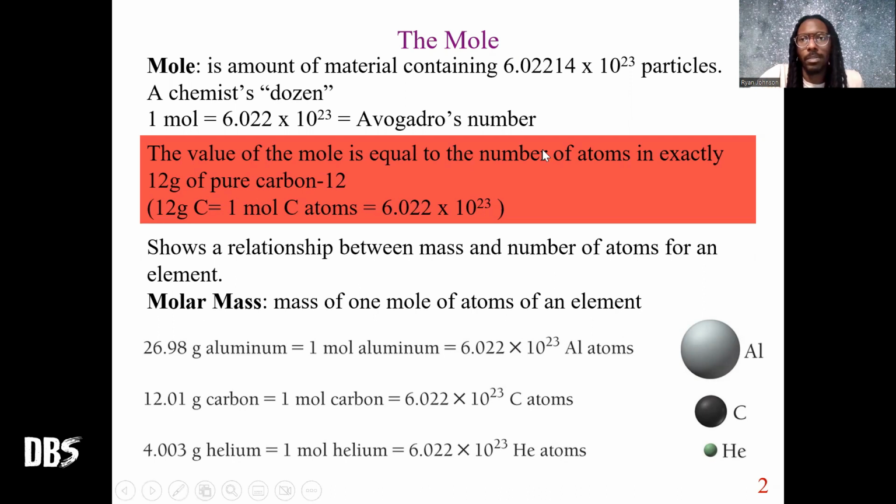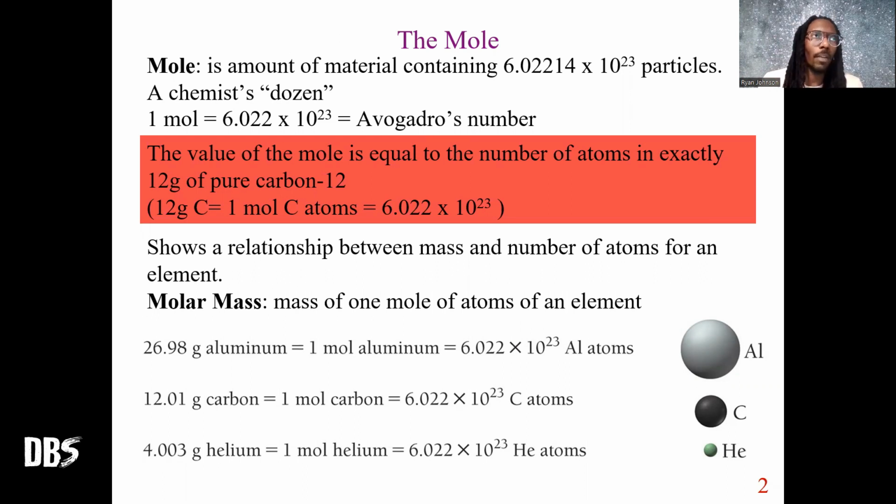So what is a mole? This is essentially what we need to understand about a mole. And also, just to let everybody know, if you want to see this in more detail, with me explaining it longer, please go to the mole video. But quickly, the mole is basically an amount of material containing 6.022 times 10 to the 23 particles. Okay. A good way of thinking about the mole is that we call it the chemist's dozen.